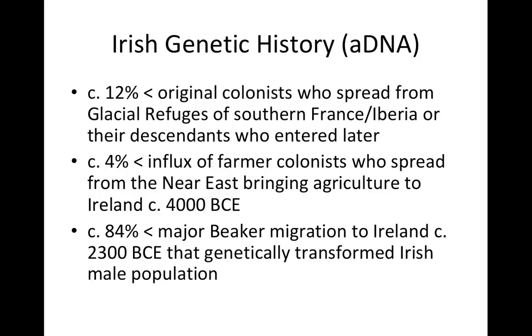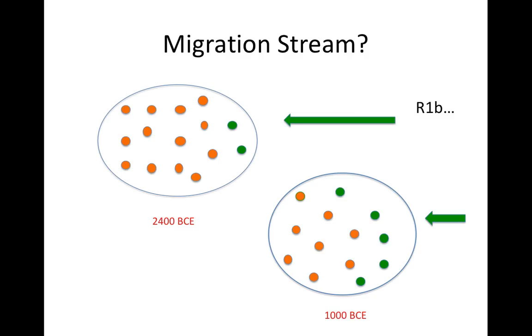About 4% of Irish males come from farmer colonists who spread from the Near East, bringing agriculture to Ireland at around 4000 BC. And 84% of Irish males are descendants of this movement of bigger populations into Ireland at around 2300 BC. That genetically transformed, clearly, the Irish male population.